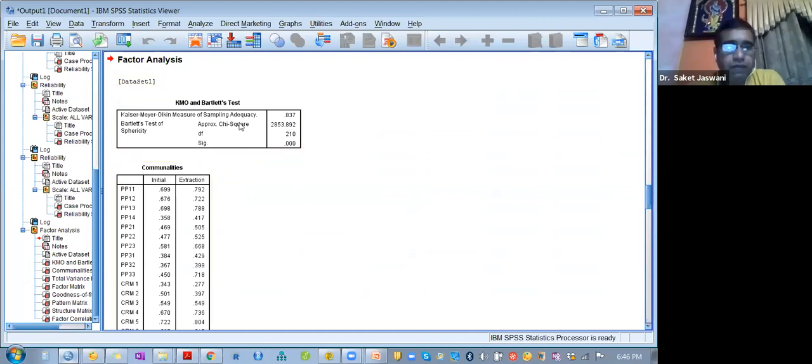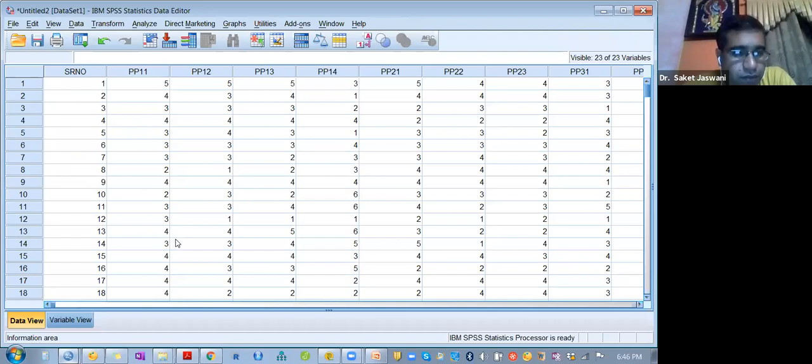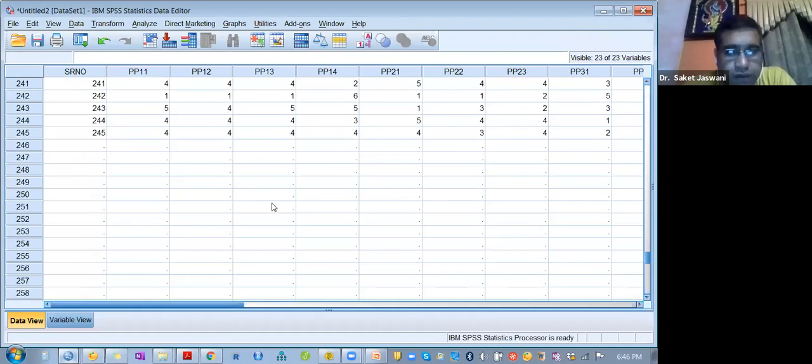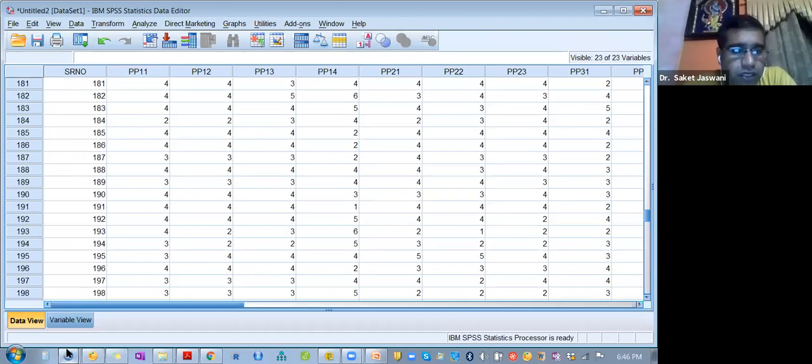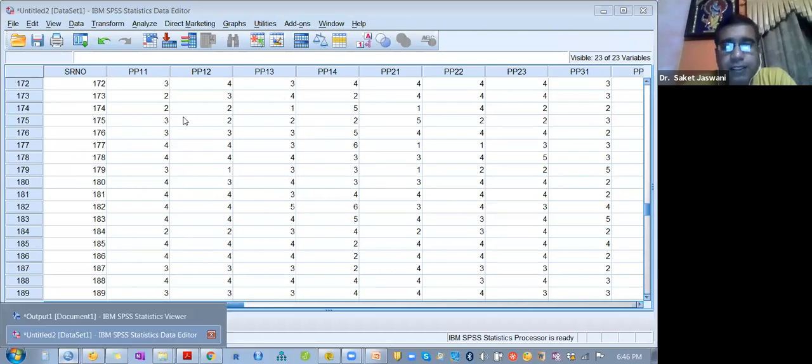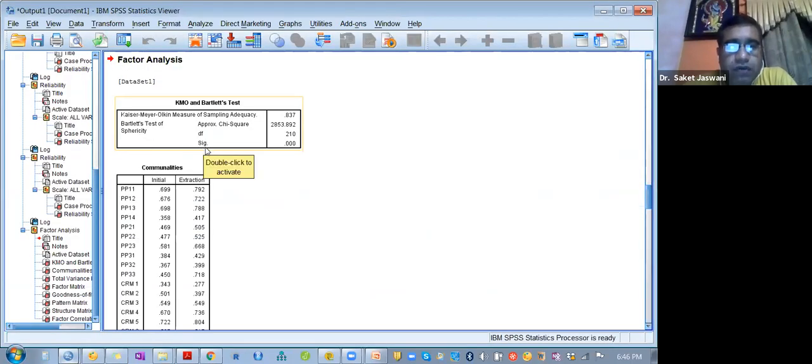The first table you have received is the KMO and Bartlett's test. This will first of all let you know whether factor analysis is appropriate for this particular data or not. Two things you need to check here. The first one is the Kaiser-Meyer-Olkin measure, that is KMO, measure of sampling adequacy. What was the sample size here? The sample size was 245. So the sample size is adequate enough to undergo factor analysis. This is sampling adequacy.